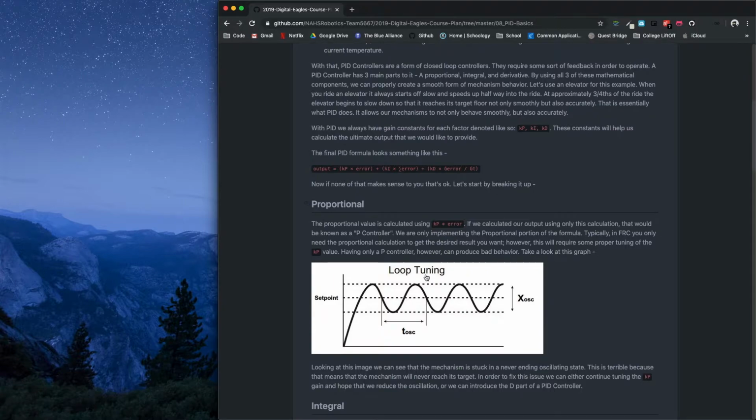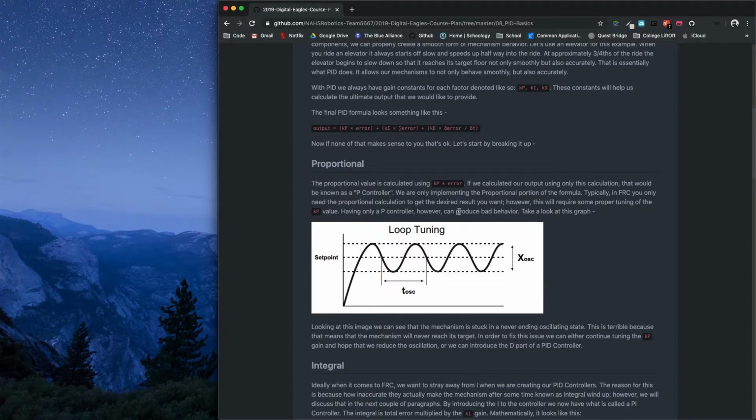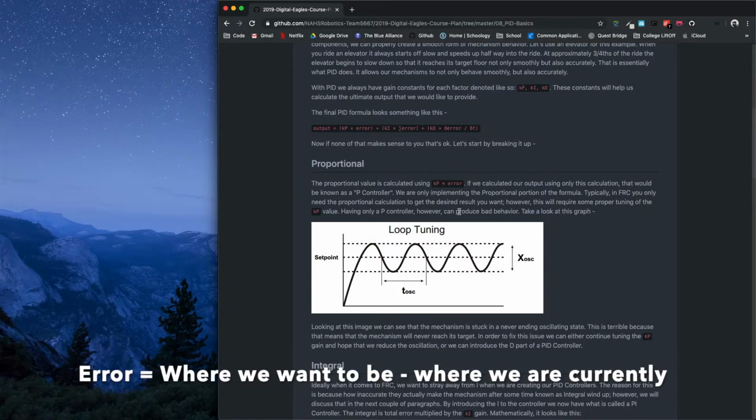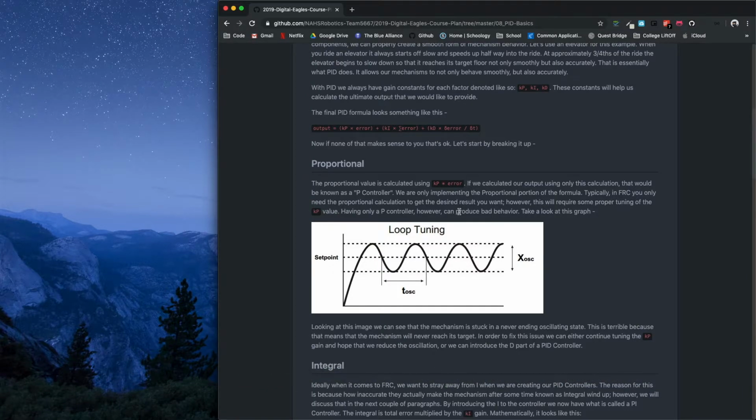And so if none of that makes sense to you mathematically, then that's perfectly okay. I think programmatically it makes the most sense. So let's take a look at that. We're going to start by talking about the proportional component. The proportional value, like I said, is basically the proportional constant multiplied by the error. And so if we calculated our output using only this calculation, that would be known as a P controller, right? Because we only have the proportional portion of the controller.